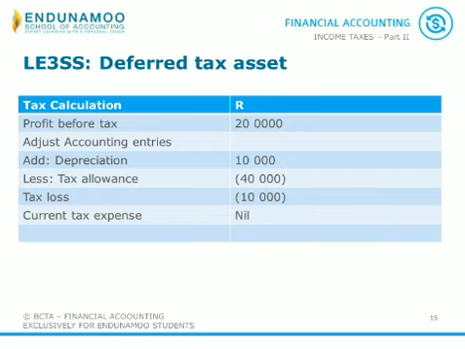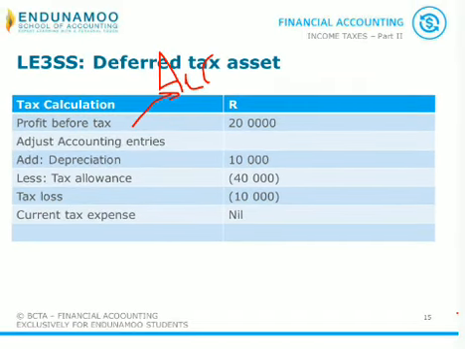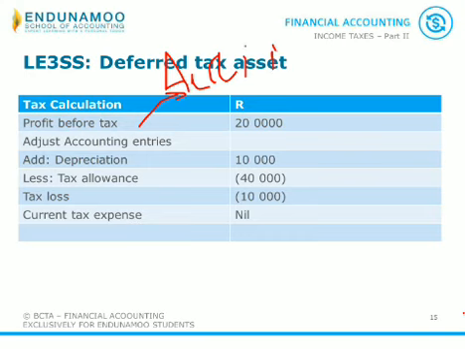Okay, so here we have our profit before tax, which we would have arrived at through accounting. Everything above profit before tax is just us applying our pure accounting principles and our pure accounting understanding. And then we'd obviously have to adjust for our accounting entries, which is depreciation. Depreciation is not a tax concept, it's an accounting concept, so therefore we need to add it back.